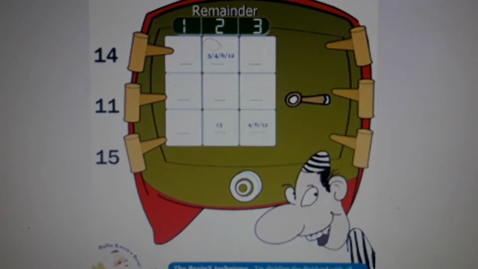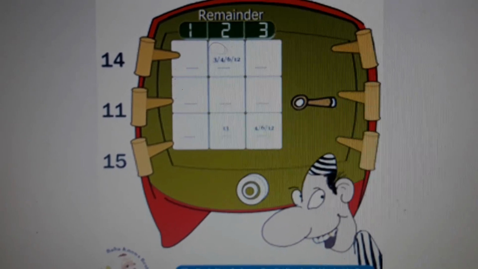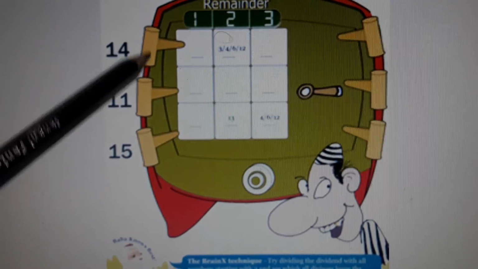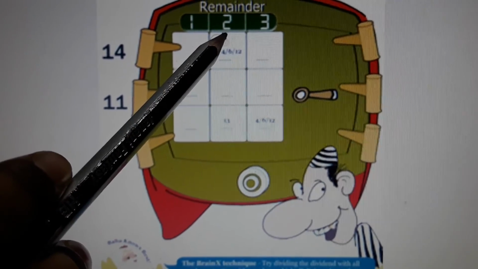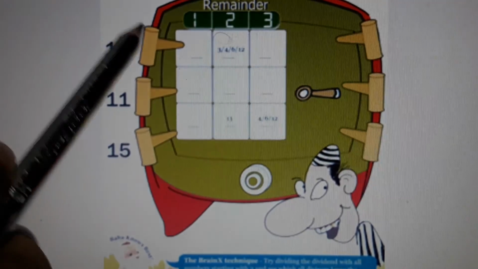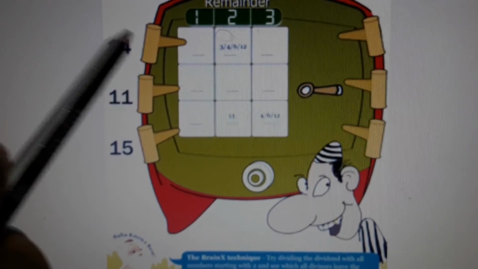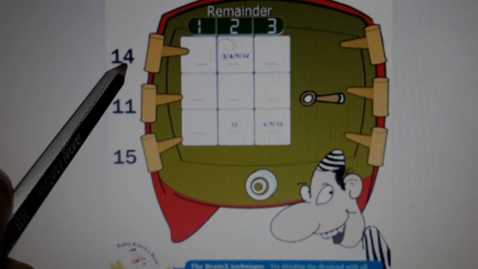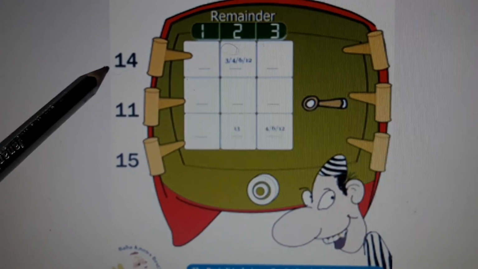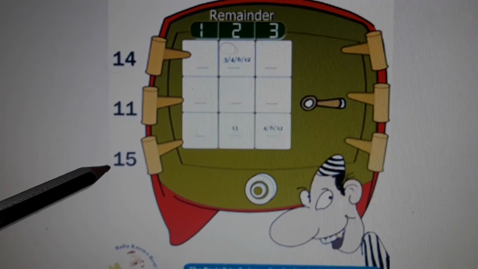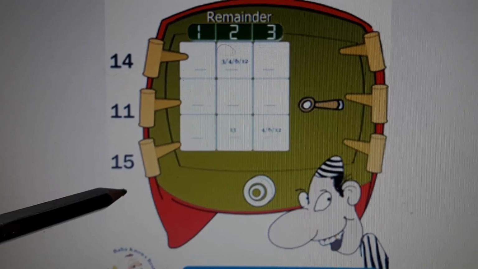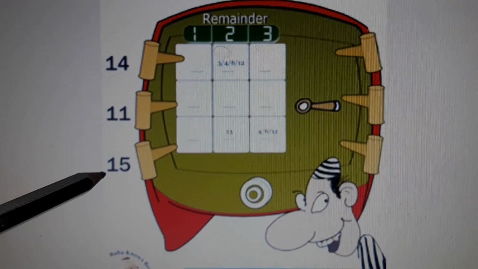In the previous class, we also learned 2-digit multiplication. 14 multiplication 2. How can we do this? In the previous class, we learned 14 multiplication sign 3. How can we do this 2-digit multiplication? Because we didn't learn the times table of 14, 11 and 15. So in an easy way we can solve the 2-digit multiplication.